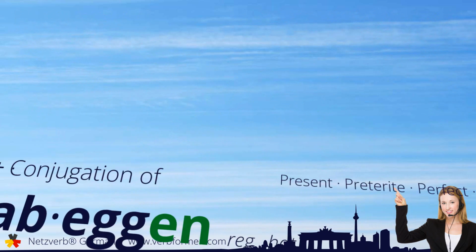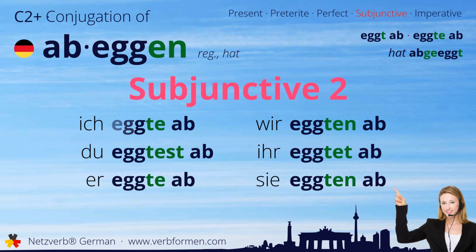Now we move on to the subjunctive two. Ich eckte ab. Du ecktest ab. Er eckte ab. Wir eckten ab. Ihr ecktet ab. Sie eckten ab.